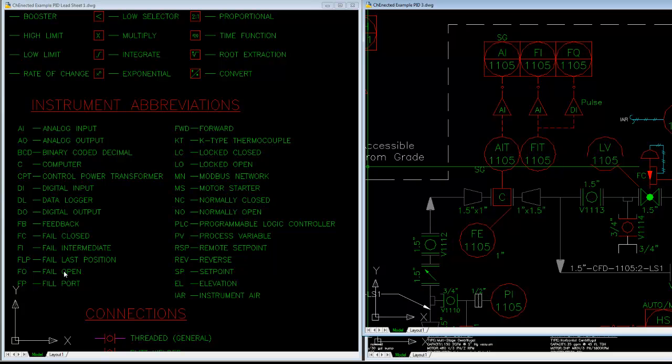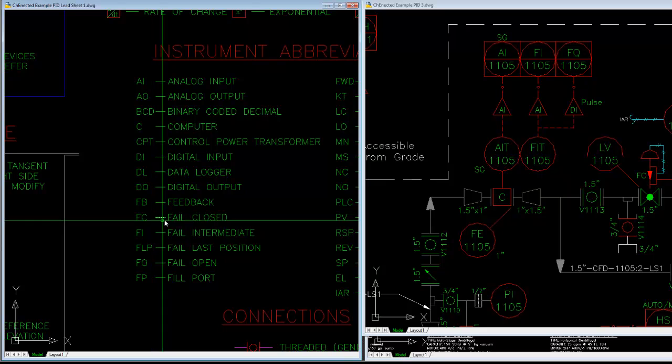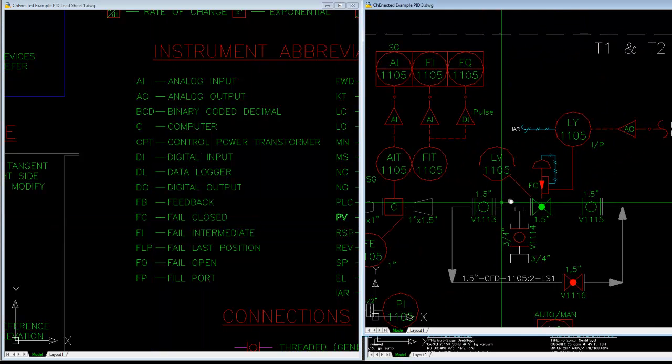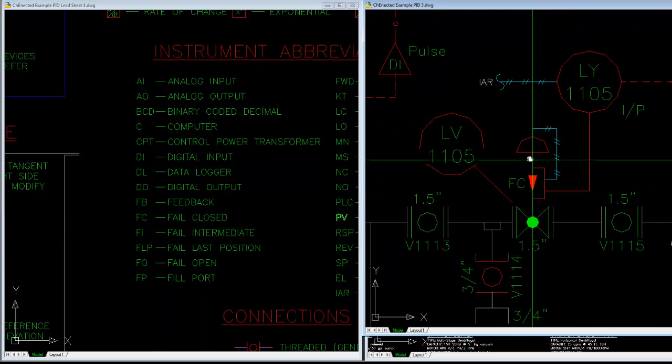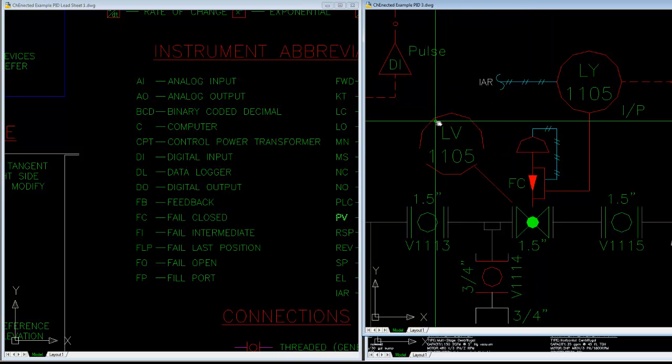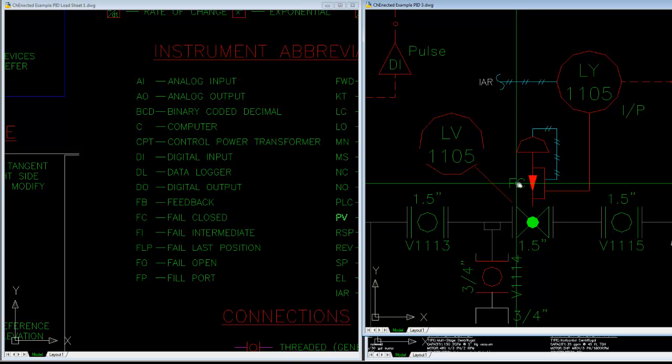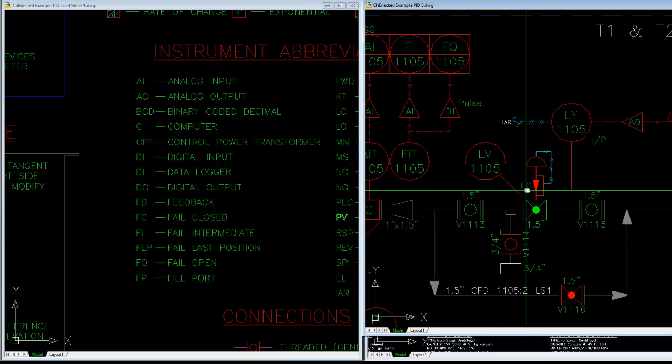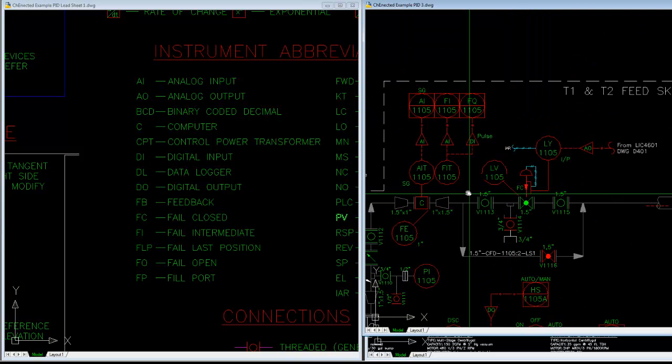And then some of these other ones are for fail states of valves. You can see here, fail closed. In this instance, we have a diaphragm valve, air supply, instrument air, that fails closed if it loses air, which means it's probably got a spring built into it.